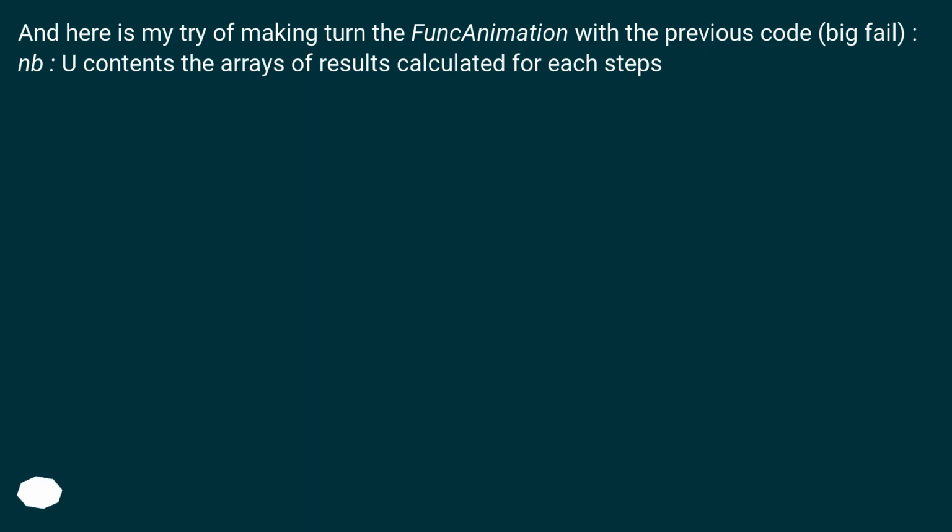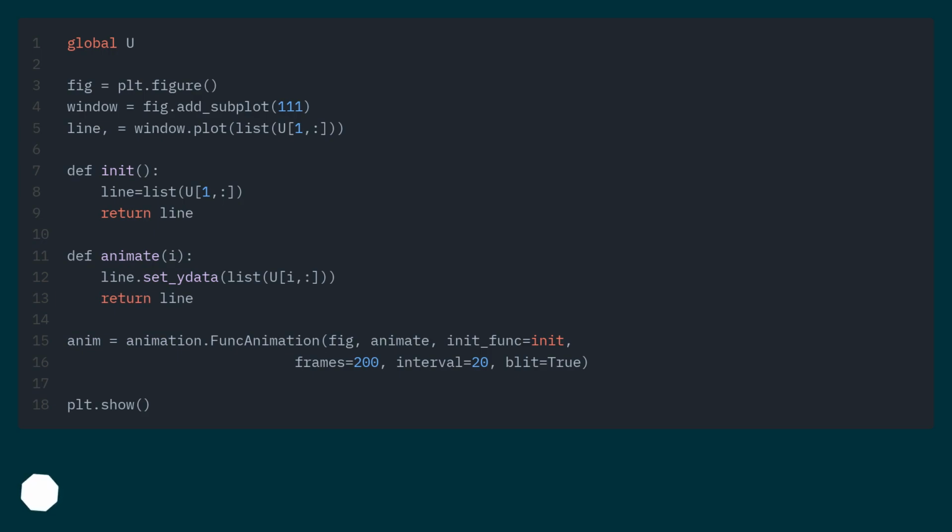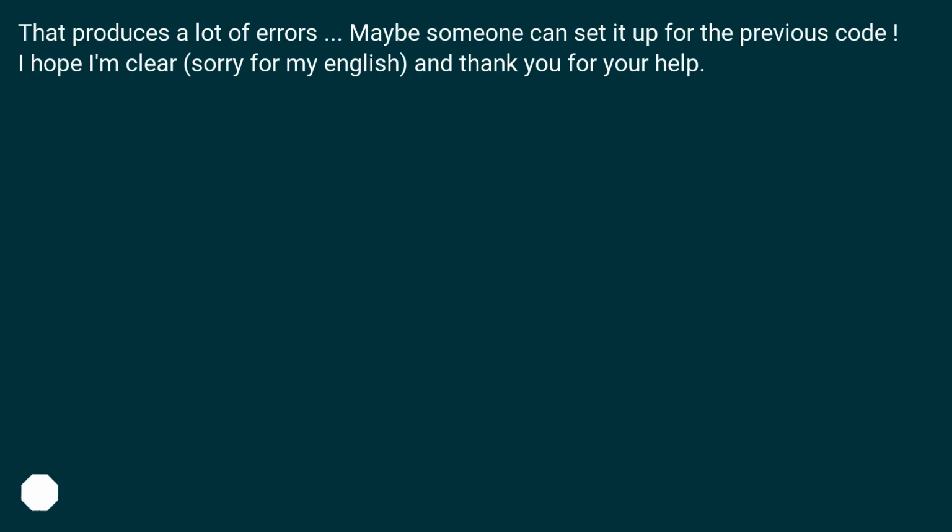And here is my try of making turn the FuncAnimation with the previous code. Big fail. NB, you can tense the arrays of results calculated for each steps. That produces a lot of errors. Maybe someone can set it up for the previous code. I hope I'm clear. Sorry for my English, and thank you for your help.